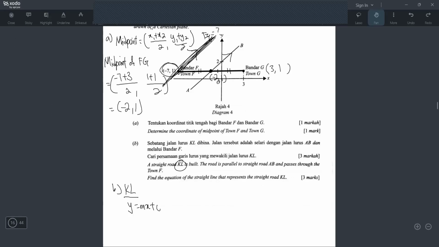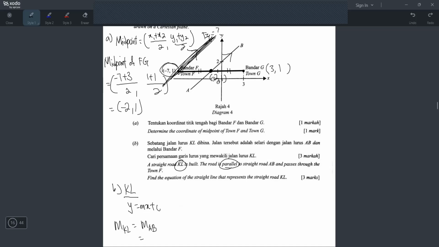So how can I find the m? How can I find the gradient? Well, KL's gradient is the same as AB's because they are parallel. The question says parallel, right? So what we can do is find the gradient of AB and borrow AB's gradient into KL's equation. So how can I find AB gradient? Well, I need 2 points. Are there 2 points that I can use?